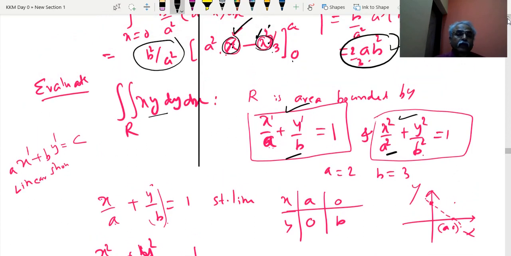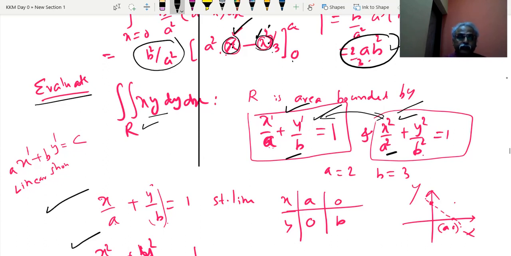As you see, next evaluate over the region R, where the region is bounded by these two curves. One is an ellipse, one is a straight line. Now how have we drawn these given curves? How to find points on this? Put y equal to 0, you get x equal to a. Put x equal to 0, you get y equal to b. Two points, a 0 and 0 b, you mark them and this becomes a straight line. Instead of a, b, it can be 2 and 3 also: 2, 0 and 0, 3.